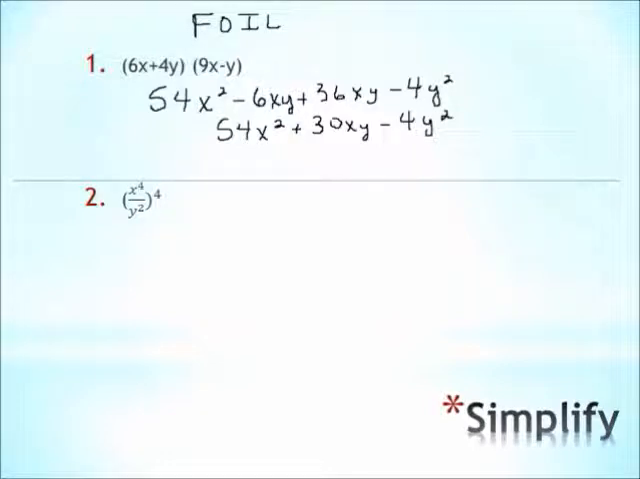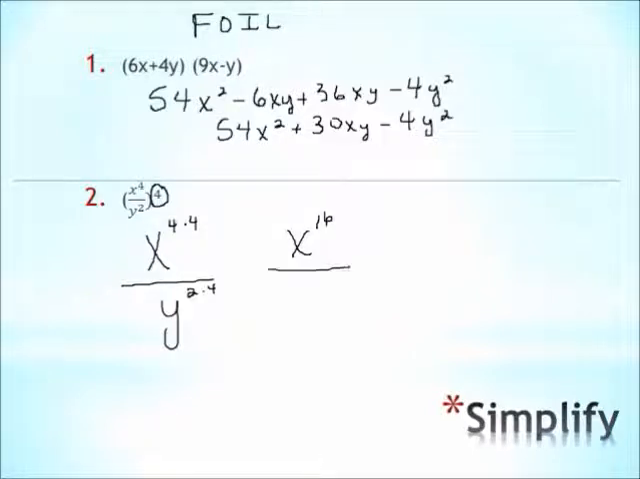Looking at problem number 2, again, you have an exponent on the outside. You're going to distribute it to everything on the inside. So let me show you what that actually looks like. So 4 times 4, y 2 times 4. So our final answer here would be x to the 16th over y to the 8th.